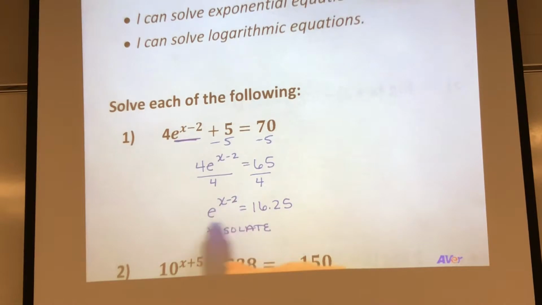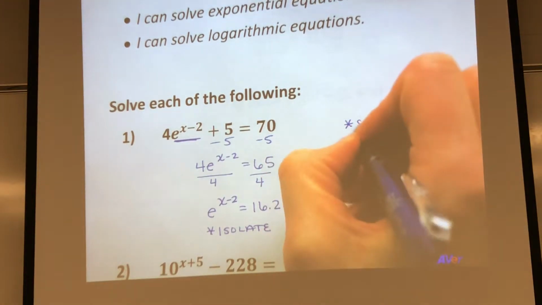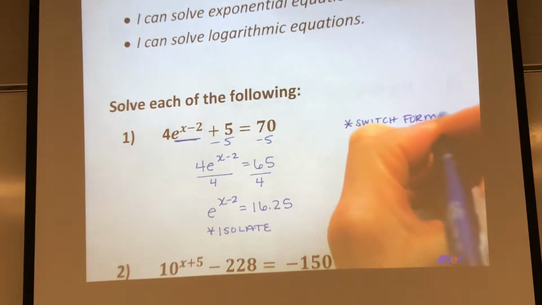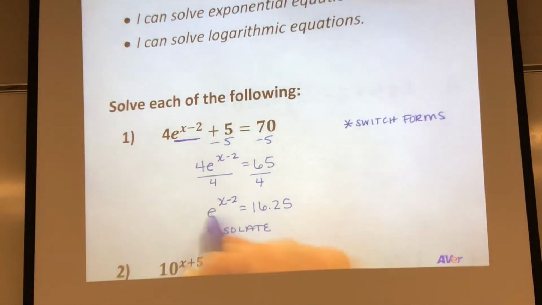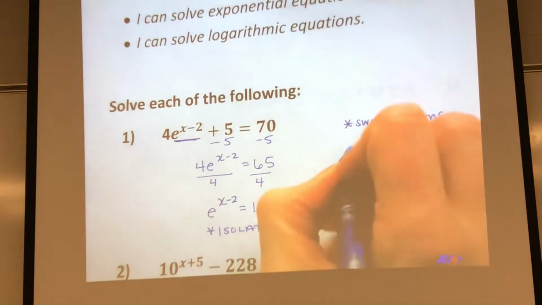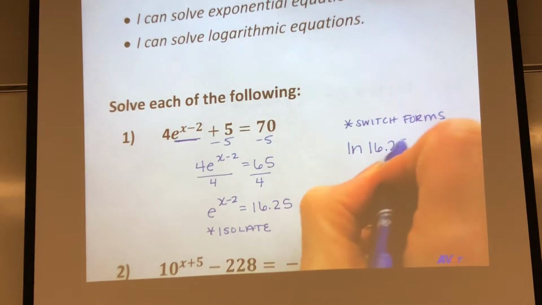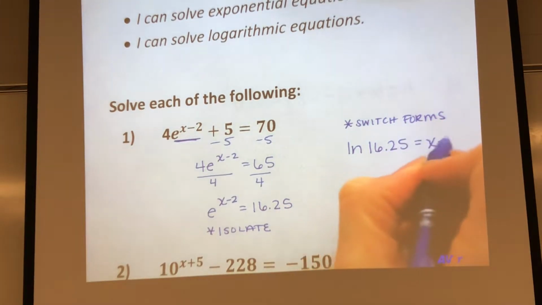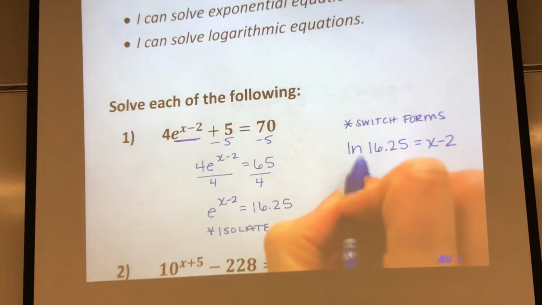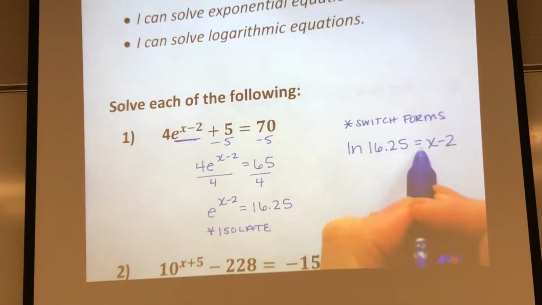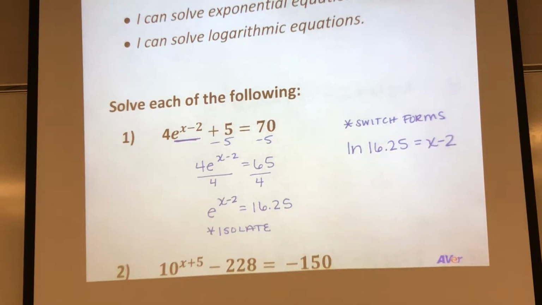So once you have it isolated and it's in exponential form, in order to solve it, you're going to switch it to log form. So the second part of this is switching forms. We started by isolating and now we're switching. To switch this to log form, since it's an e, we're going to do the natural log of 16.25 equals the exponent. Remember, this base of e is down here, but we don't have to write it. Natural log tells us that we have a base of e. But a log always equals the exponent. So it's going to be equal to x minus 2.